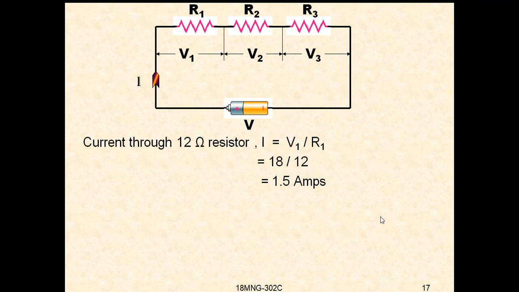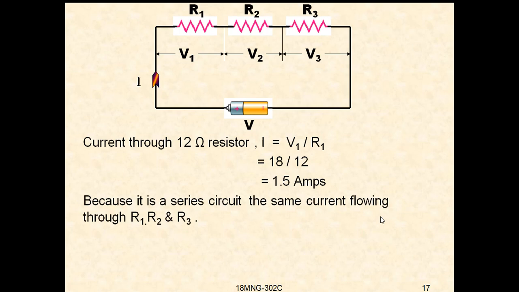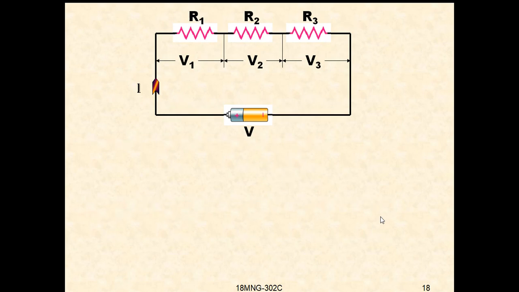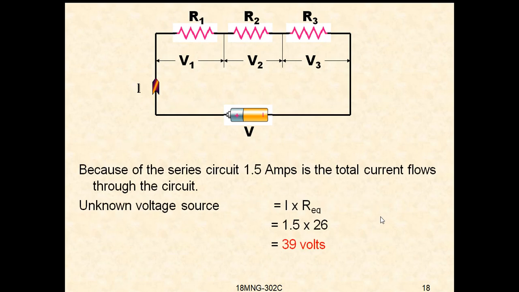And the current flowing through 12 ohms resistor I is equal to V2 by R2, which is equal to 18 by 12 is equal to 1.5 amps. Since it is a series circuit, the same current will flow through the resistances R1, R2 and R3. So because of the series circuit, 1.5 amperes is the total current flowing through the circuit.